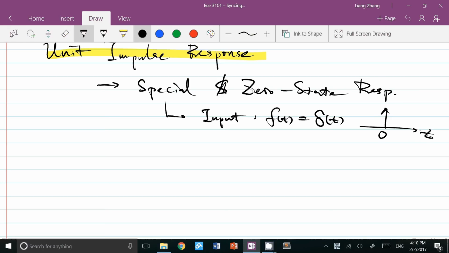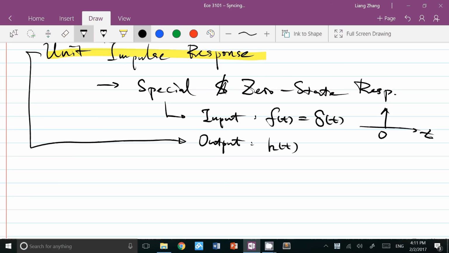Now, later on what we will see is the unit impulse response can be used as a building block to construct the zero-state response to any arbitrary input signal. So let's see how we can find the unit impulse response. Since the input is a special signal, our delta function, we give a special name to the corresponding output. We call it h of t. So whenever you see h of t, it's just the mathematical symbol we assign to represent the unit impulse response.